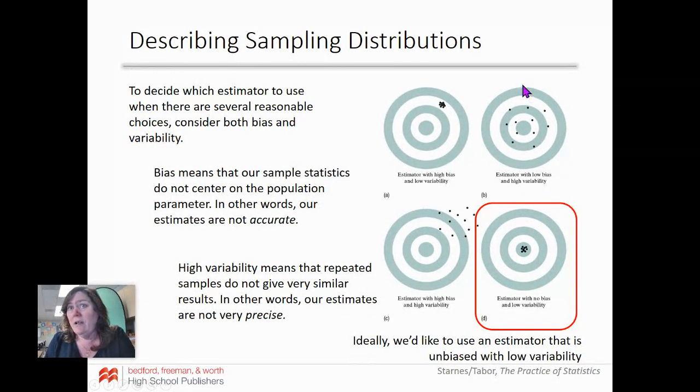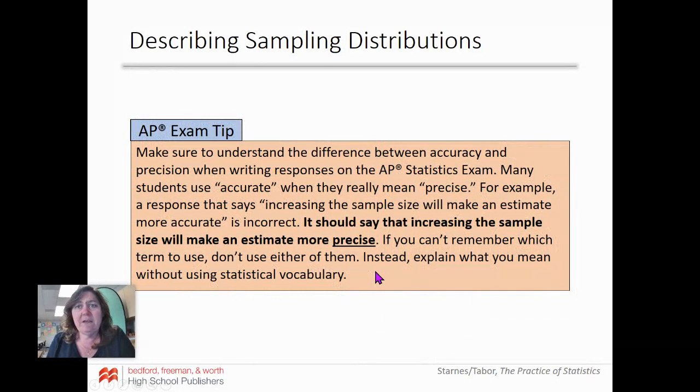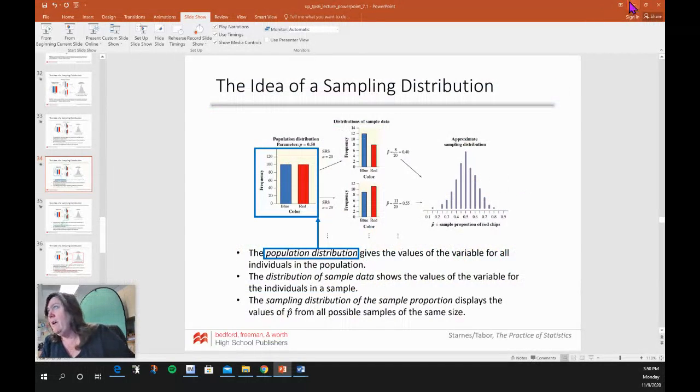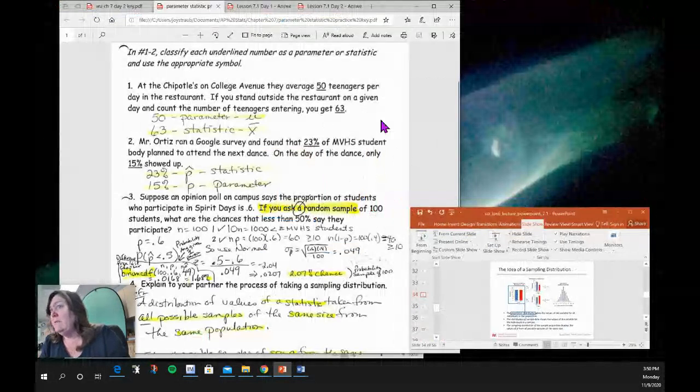For the first one, we don't want to say we're not accurate, we're just not precise. Accurate means we're not wrong, so our estimator is not going to be wrong. What we want to say here is that increasing the sample size would make an estimate more precise, not more accurate, more precise. And if that gets you confused and you don't know which words to use, then explain what you mean without saying some of these words, because they do mark you off if you've misspoken. Okay, I told you notes were short today, so that's what it is there.